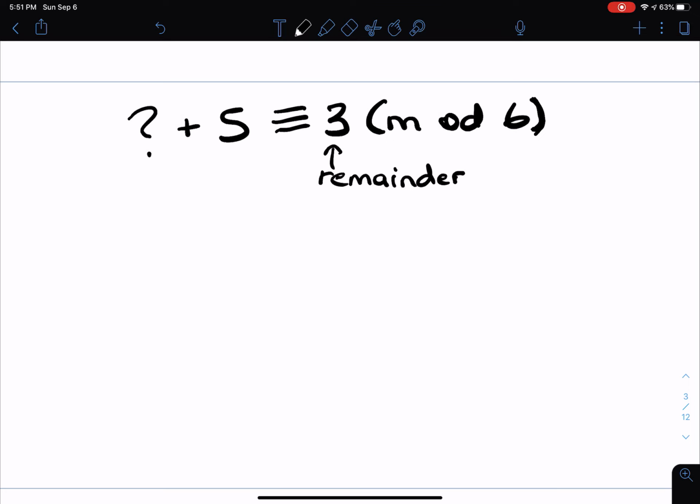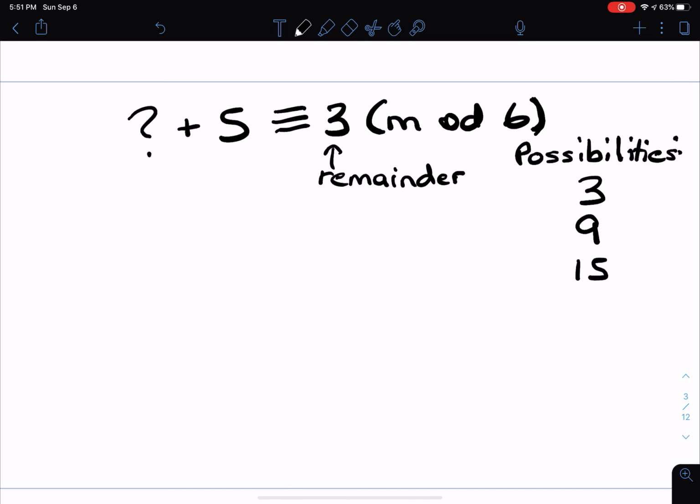Well, 6 by itself would give you a remainder of 0. Well, 0 by itself would give you a remainder of 0. So if you add 3 to it, you get 3. So let me write down some possibilities over here. So 3 would be congruent to 3 mod 6. Then if you add 6 to that, 9 would be congruent to 3 mod 6. And if you add 6 to that, 15 would be congruent to 3 mod 6, and so on.